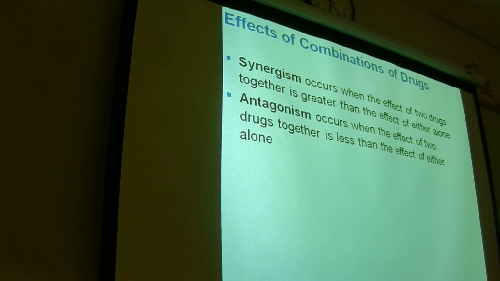Okay? Synergism is actually when you take the effect of two drugs and you put them together, and then their effect together is greater than the effect of either one of them alone. So if drug A gets rid of 50% of the infection, drug B gets rid of 50% of the infection, if you gave drug A and B together to get rid of 100% of the infection, that would be synergism. Okay? Antagonism is the opposite. When you give two drugs together, the effect is less than the effect of either alone. So the same example, drug A gets rid of 50% of the bacteria, drug B gets rid of 50% of the bacteria. If you gave drug A and B together, you'd get rid of only 25% of the bacteria. Somehow they're interfering with each other.